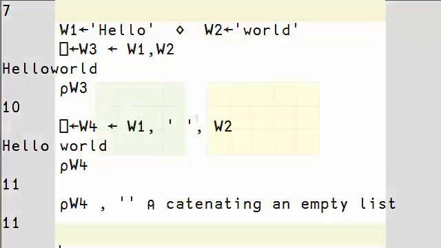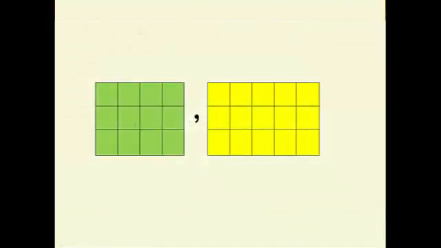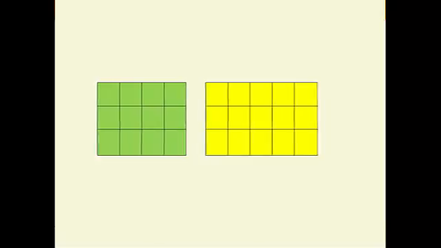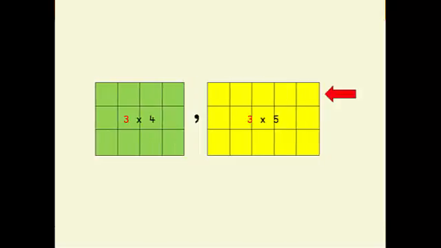Catenate also allows you to combine two matrices together. In this example, a 3x4 matrix is catenated to a 3x5 matrix to form a 3x9 matrix. Each line in the matrix on the left is catenated to each line on the matrix on the right.